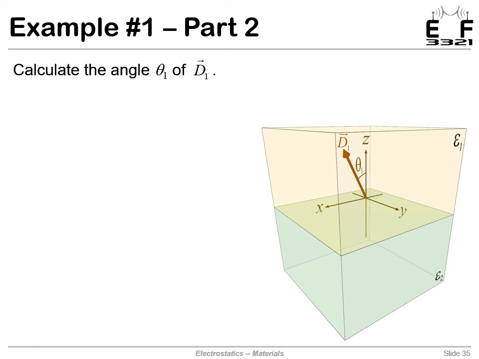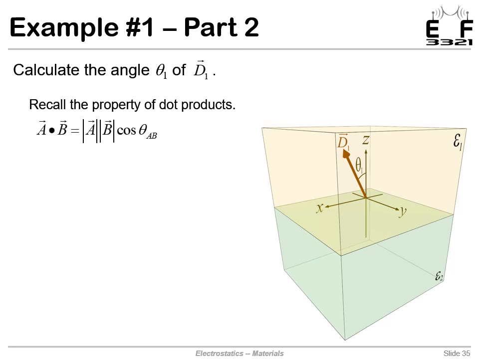Now we want to calculate the angle of D1. And remember, the angle is always measured off of the surface normal. So how on earth do we do this when we have this strange arbitrary vector in full three dimensions? Well, remember the property of dot products. If we can calculate the dot product of two vectors, that dot product will equal the product of their magnitudes times the cosine of the angle between them. This could be the angle that we want to find.